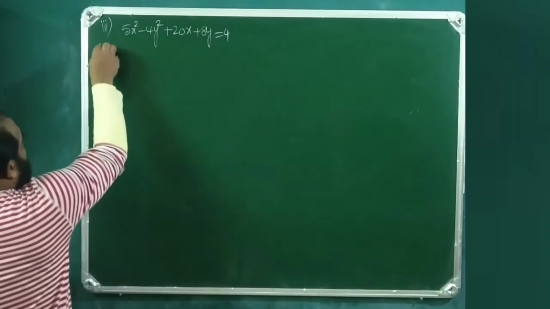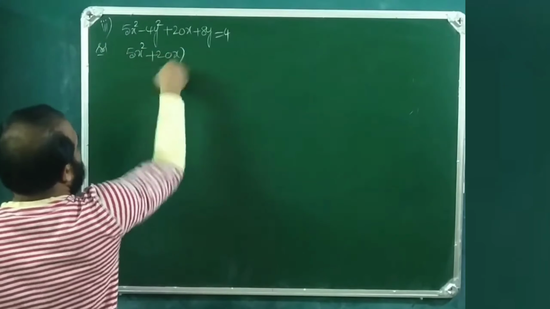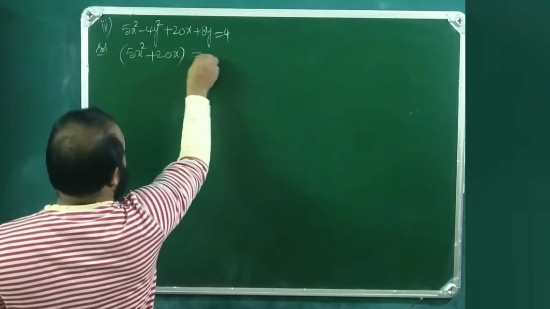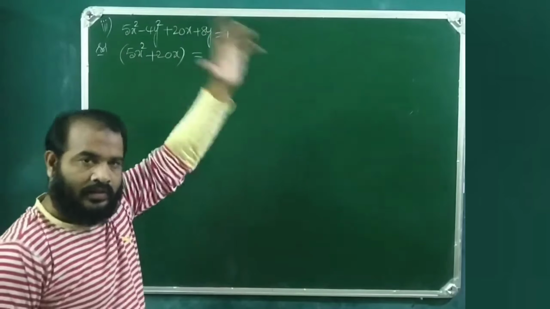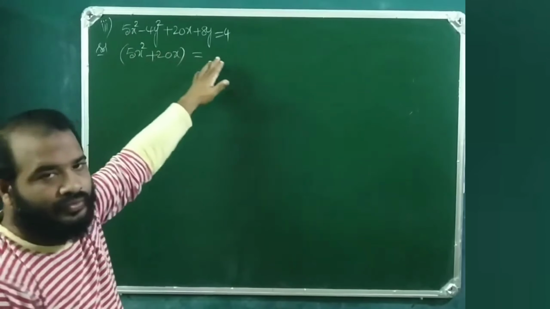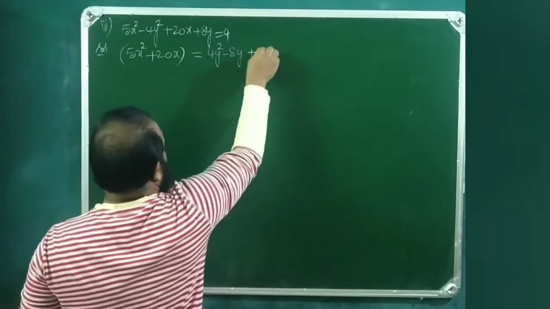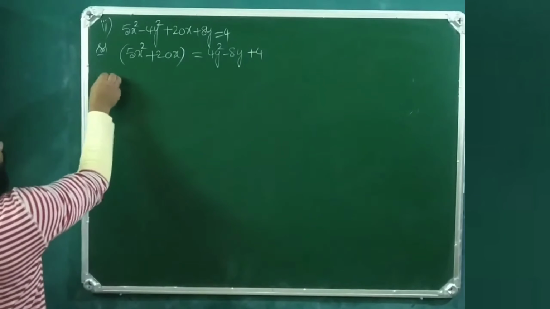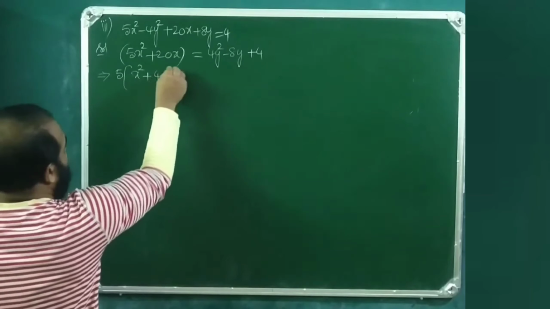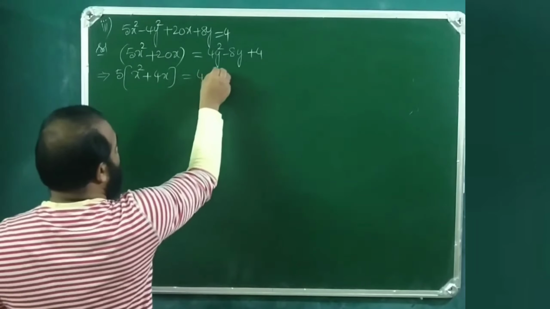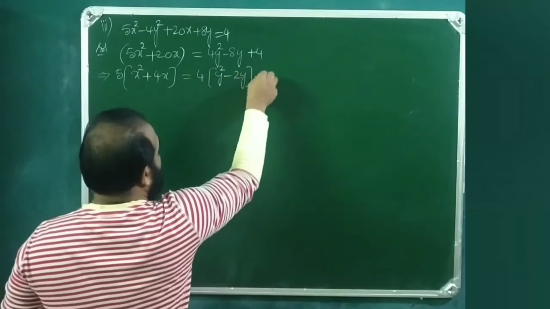Now this is 5x² + 20x. This, −4y² + 8y, the y terms. So take this to the RHS: 4y² − 8y + 4. So here take 5 in common, then we get x² + 4x equals, take 4 in common in both of them, y² − 2y + 4 as usual.